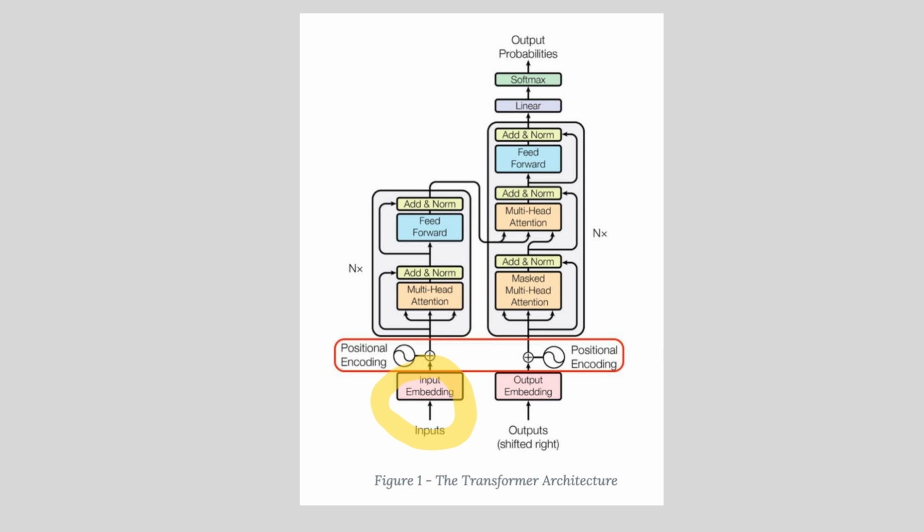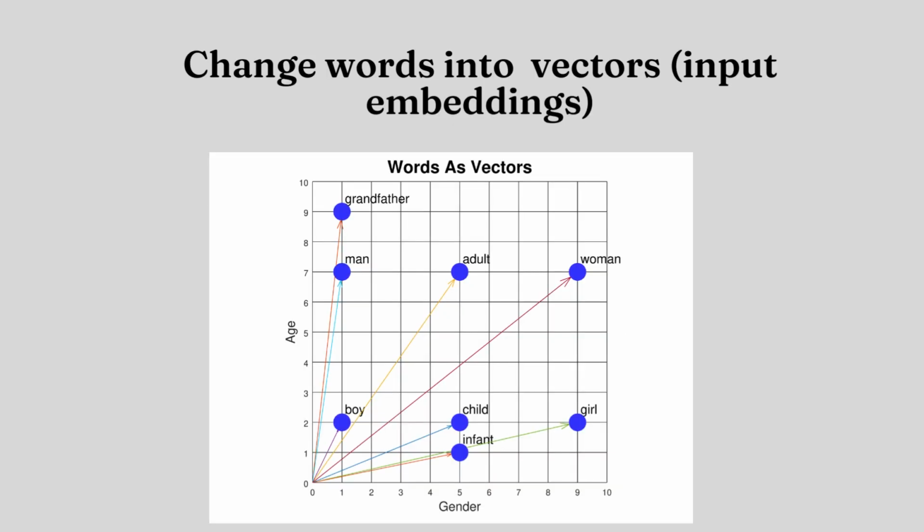The first step is the input embedding. That's just when you change words into vectors. These vectors contain information about the words themselves. First, we change the word or a part of the word into numbers, then determine its relationship with other words with positional encoding. Let's walk through this input embedding.